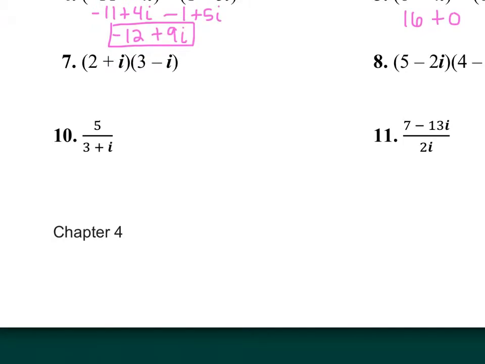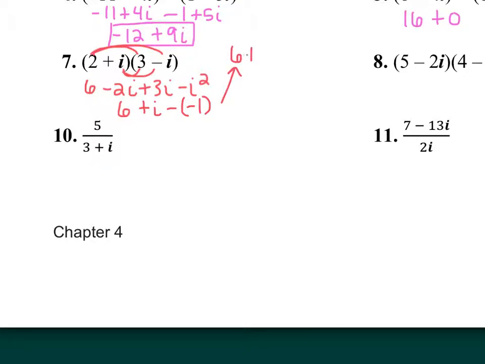Here we're multiplying because they're side by side. There's no sign in the middle, so it's multiplying. So we've got a FOIL. 2 times 3 is 6. 2 times negative i is negative 2i. i times 3 is positive 3i. And i times negative i is negative i squared. We know what i squared is, so we have to reduce that and combine like terms. So I'm going to leave my 6, and then negative 2i plus 3i is positive 1i, and minus i squared, which is negative 1. So this becomes 6 plus i plus 1, so 7 plus i. So A is 7 and B is 1.